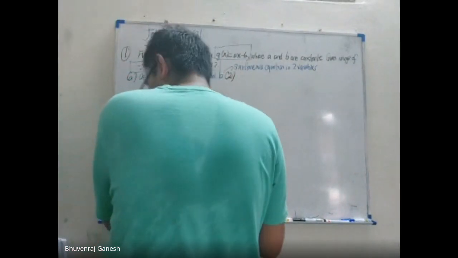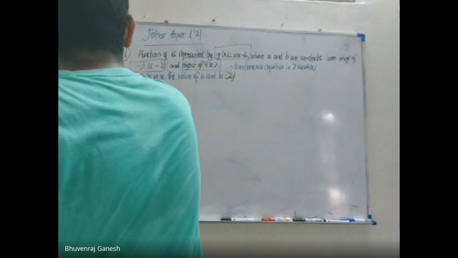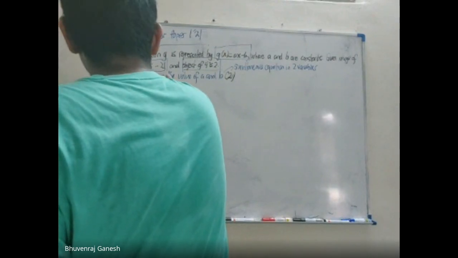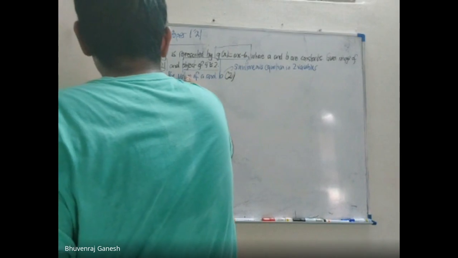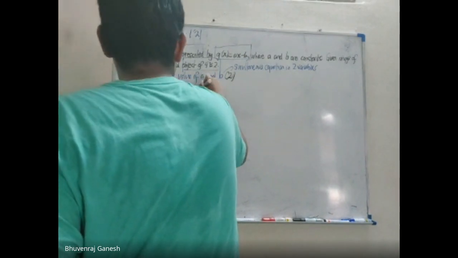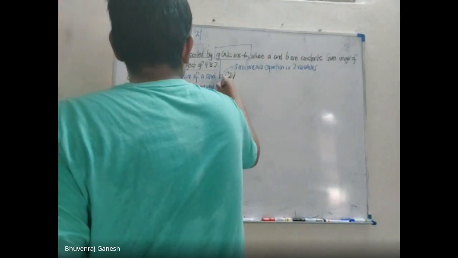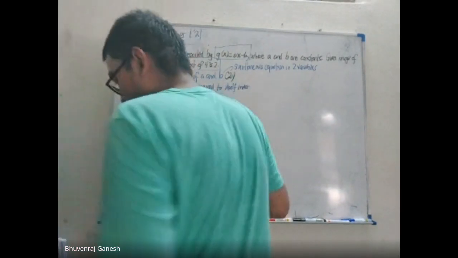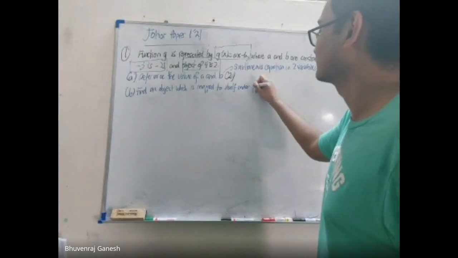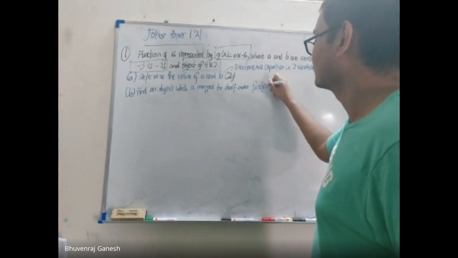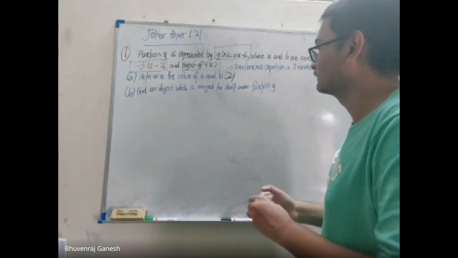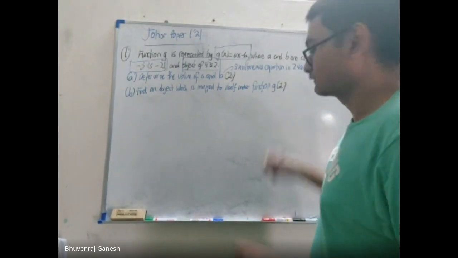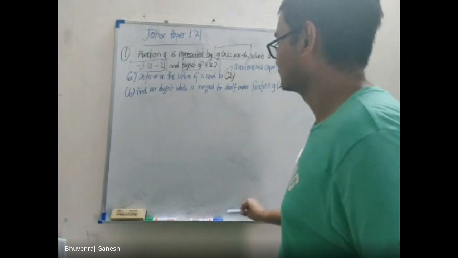And part B, quite a famous question also. Find an object which is mapped to itself under function g. This we discussed also before in the second video, I think, I'm not sure, yeah. So these are the 2 marks. So total 4 marks for this question.